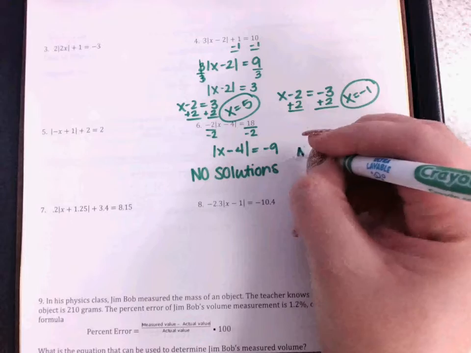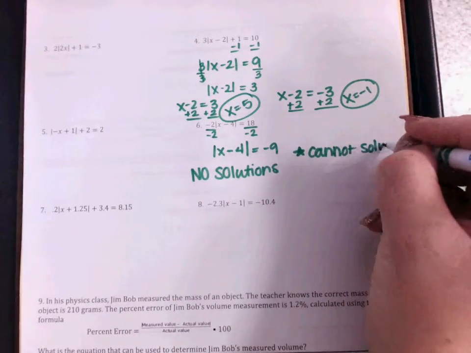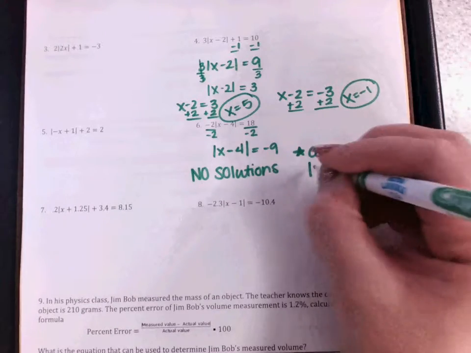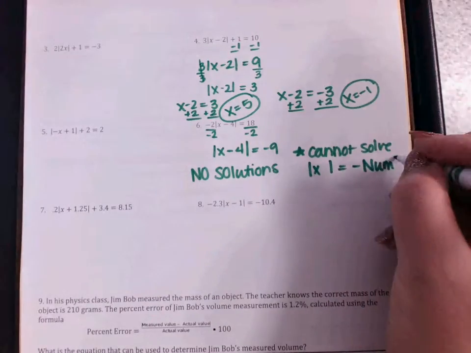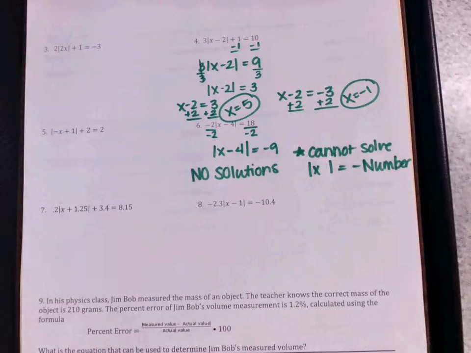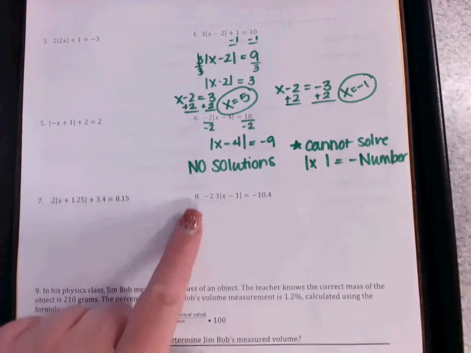Okay, and then I'm going to put a little star here. Cannot solve if an absolute value is equal to a negative number. You cannot solve if the bars are equal to a negative number. Now, if you're looking at one like number 8, look right below that.